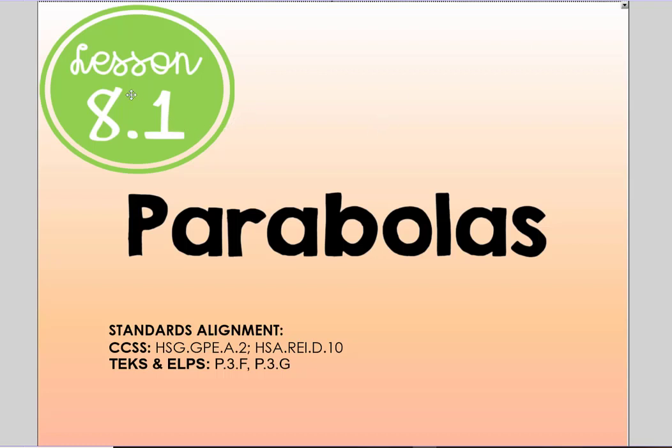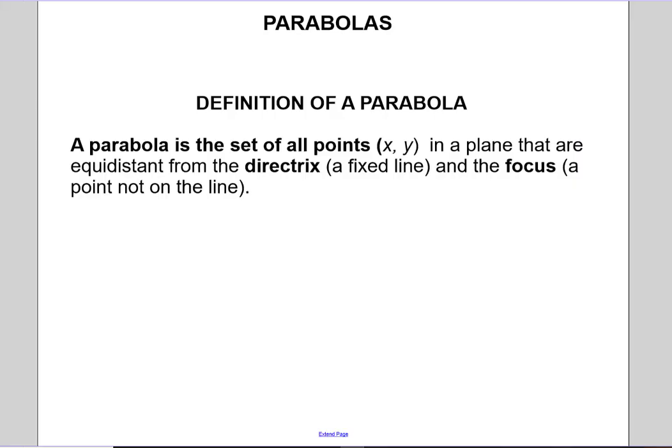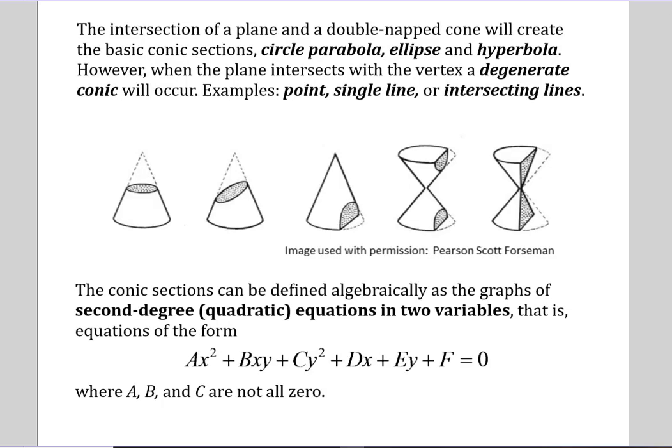Hi there, we're in Chapter 8. We're looking at parabolas today. A parabola is the set of all the points x and y in a plane that are equidistant from the directrix, which is a fixed line, and the focus, which is a point that's not on the line.